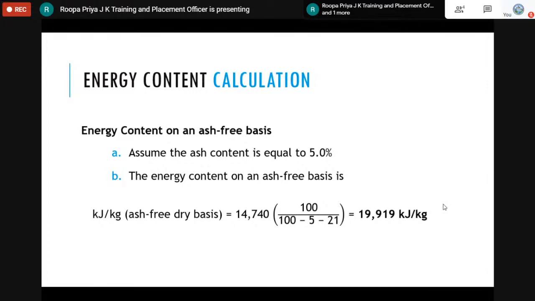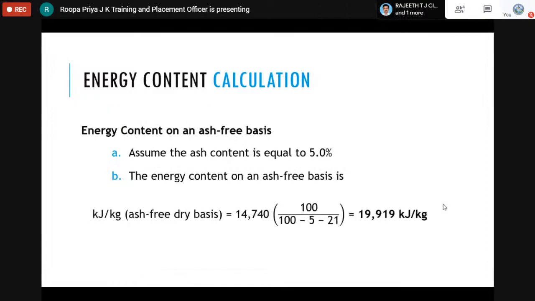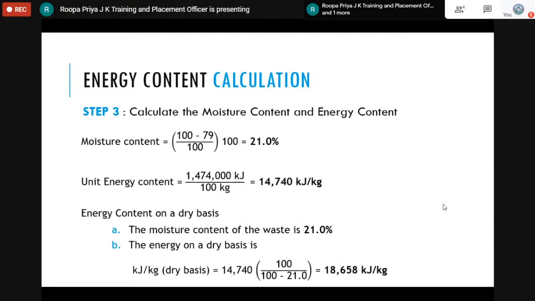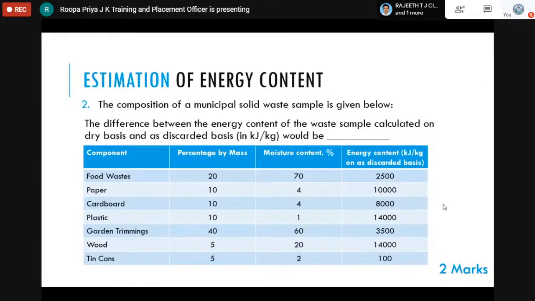So most of the times they ask you to solve only for the energy content on dry basis, and very rarely they ask you to calculate the energy content on an ash-free basis. So if you're able to compute up to this step 3, then you're done with the problem. Let me take another example. So this is again a question which is asked in one of the question papers.